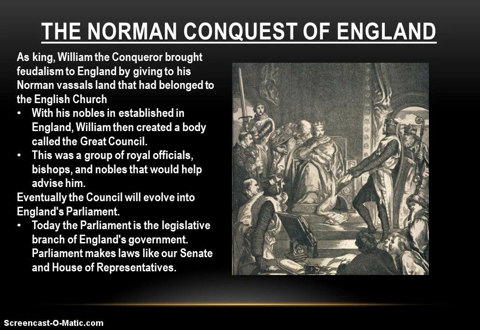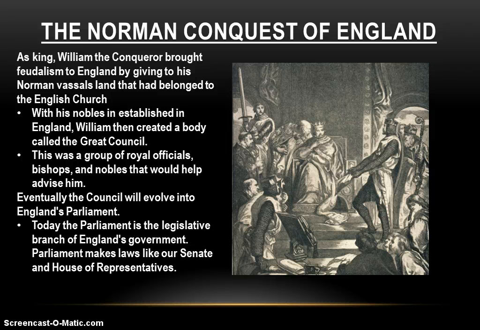And with his feudal nobles now established in England, William creates a body called the Great Council. The Great Council is a group of royal officials, knights, nobles, and bishops, and it is their job to advise the king, help him make decisions. And in some cases, if King William has a hard time making a decision, he might just say to the council, hey, let's vote on it. What do you guys think?